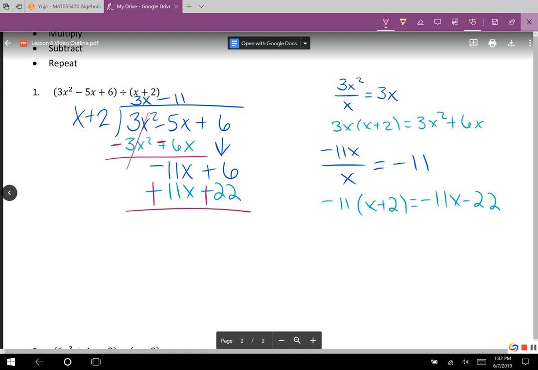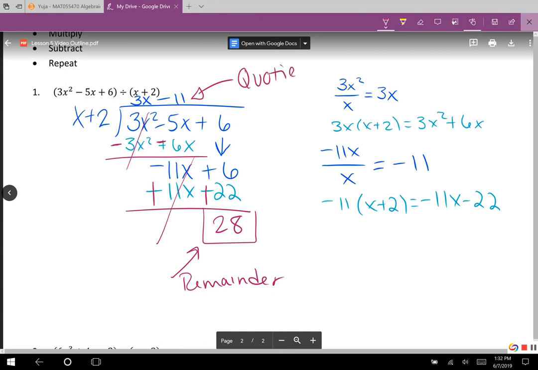The 11x's go away. 6 plus 22 is 28. There's nothing else to bring down, and so the 28 is the remainder. The 3x minus 11, you could say that's your quotient, and 28 is your remainder. In some problems, you might be asked, what is the quotient, what is the remainder? And you can just type them in, just like we found.